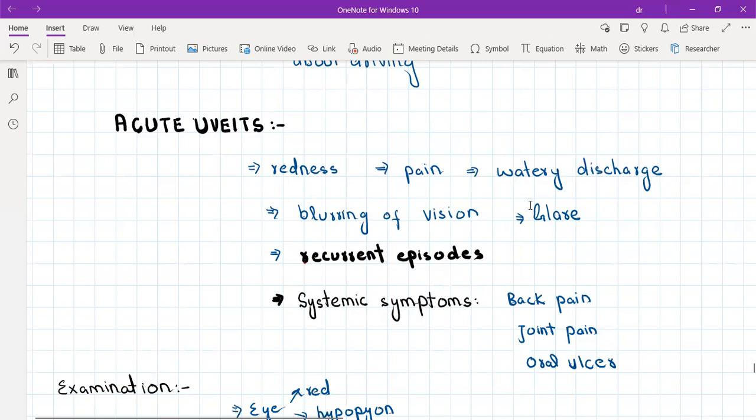It's there in cataract as well. So glare is increased sensitivity to light, basically. So the patient will tell you that lights appear brighter than normal to me. Okay, I cannot tolerate looking at lights.